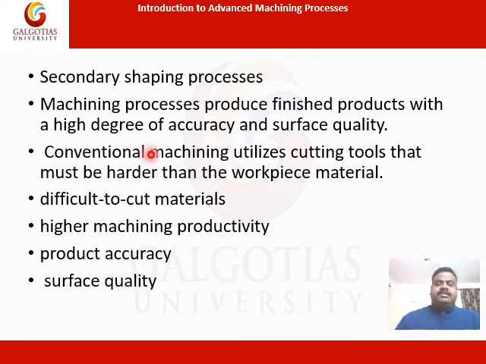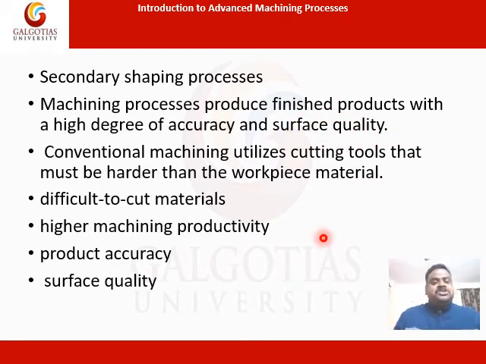Generally, in conventional machining, we use a cutting tool which is harder than the workpiece material. When the cutting tool is pressed against the workpiece, or a force is given against the workpiece, the cutting tool with the cutting edge removes the material from the workpiece, and we get the final or desired shape and size of the workpiece material. So machining processes produce materials with a high degree of accuracy and surface quality.